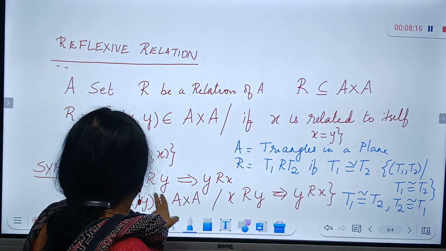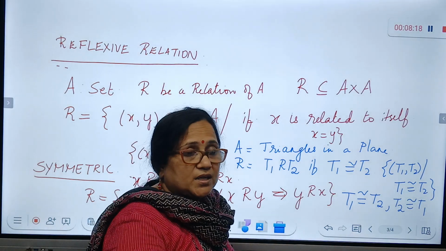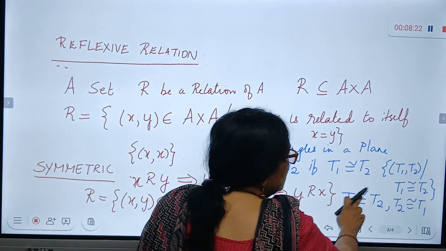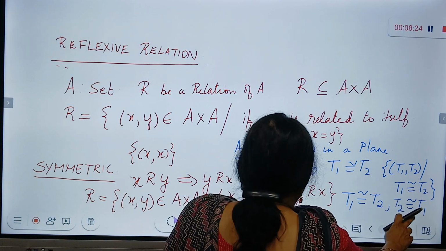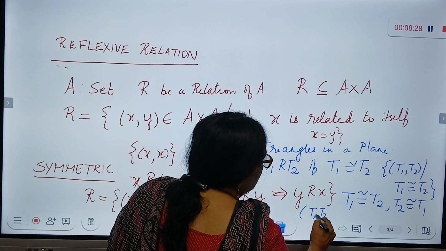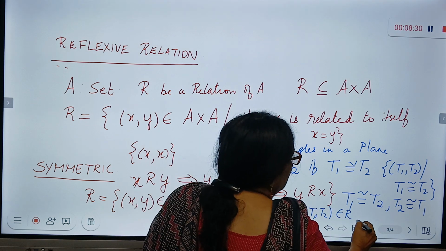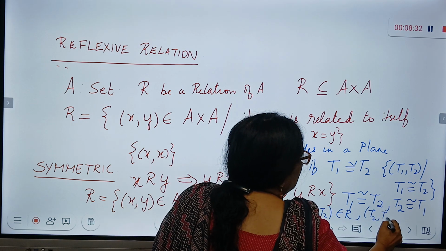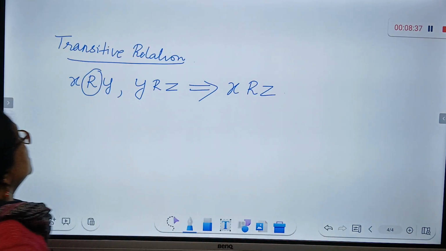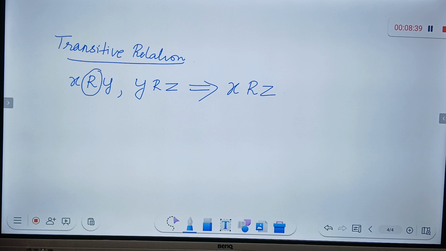And we also checked for symmetric because if one triangle is congruent to the other, the second triangle is also congruent to the first. So if T1 is congruent to T2, T2 is congruent to T1. Or rather, if (T1, T2) belongs to R, then (T2, T1) also belongs to R. The next condition we are checking is the transitive relation.